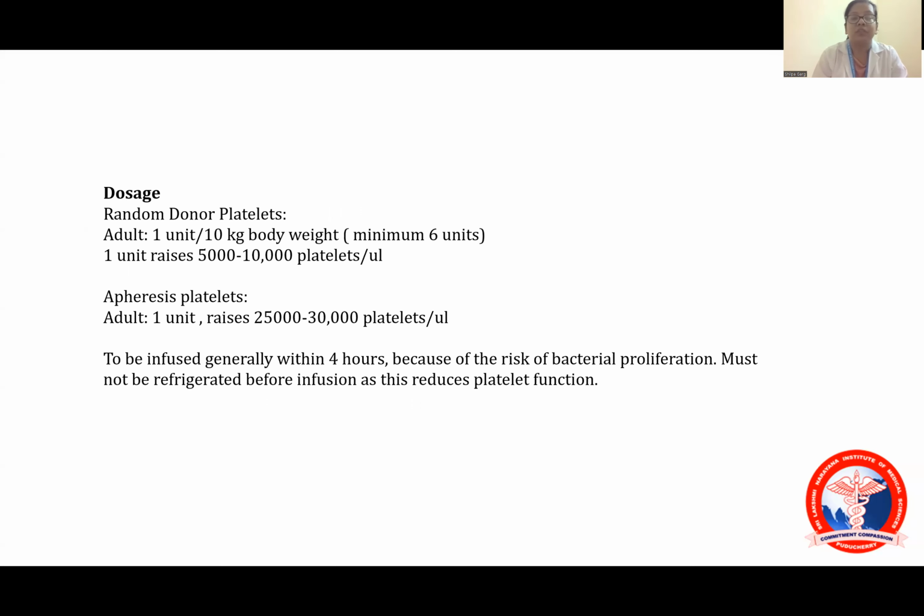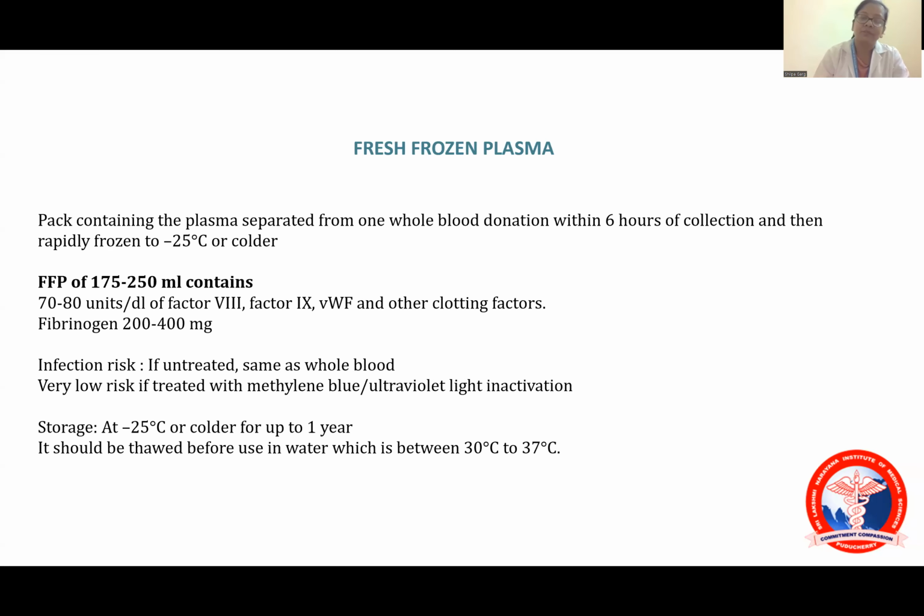What is the dosage of platelet concentrates? In case of RDPs or random donor platelets, in adults, 1 unit is used per 10 kg body weight. So minimum 6 units are used in adult patients. And 1 unit of RDP will raise 5,000 to 10,000 platelets per microliter of blood. In case of apheresis platelets, in adults, 1 unit will raise 25,000 to 30,000 platelets. Platelet concentrates are to be infused generally within 4 hours because of the risk of bacterial proliferation, and they must not be refrigerated before infusion, as this will reduce the functional activity of platelets.